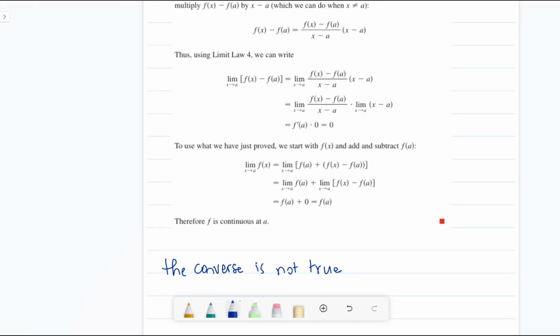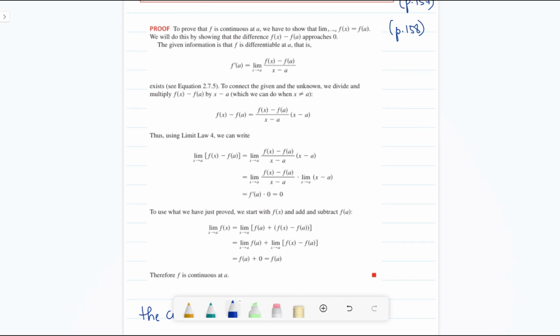Now let's look at the proof of this theorem. This is taken from the book. To prove that f is continuous at a, we have to show that the limit of f of x as x approaches a is equal to f of a. This is how we show continuity. We learned this in a previous video. So we will do this by showing that the difference f of x minus f of a approaches 0.